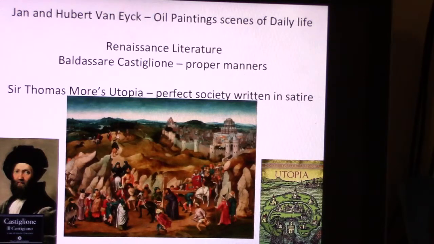1478 to the 1500s. The Prince will be written in 1513. But the Renaissance and painting is going to move northward. And we're going to get two brothers from Belgium, Jan and Hubert van Eyck. And there's a beautiful museum to them in the town of Bruges, Belgium, to this day.